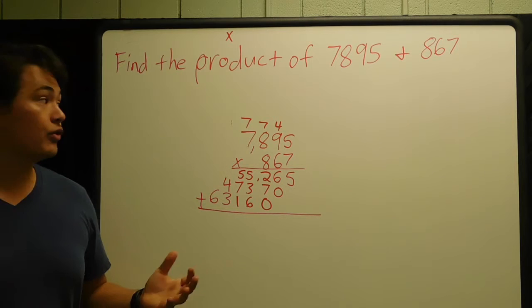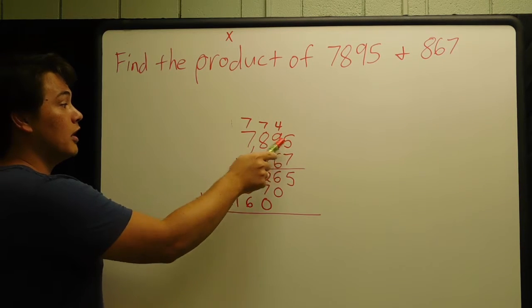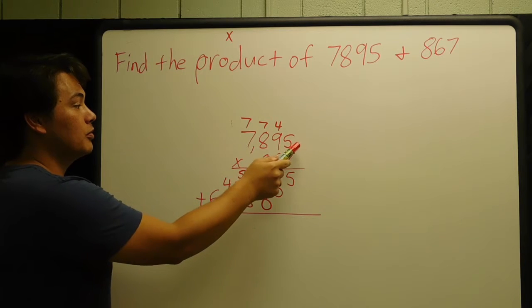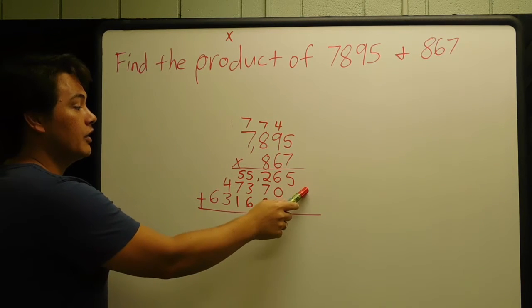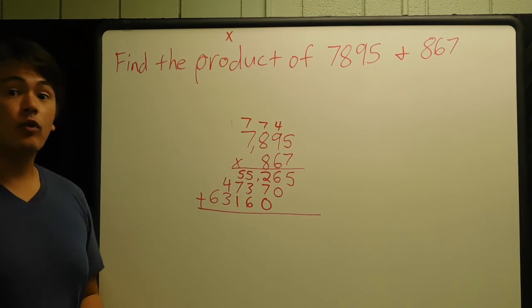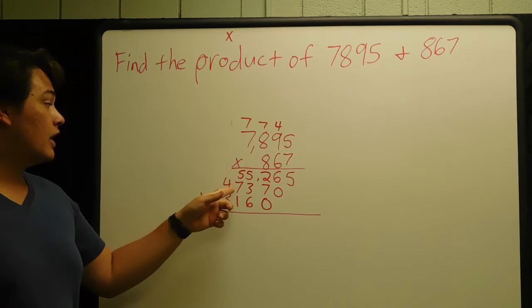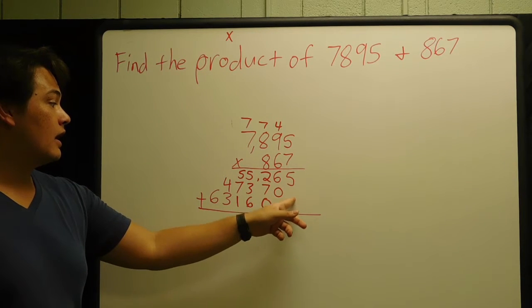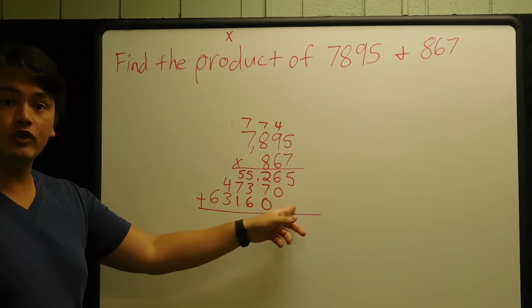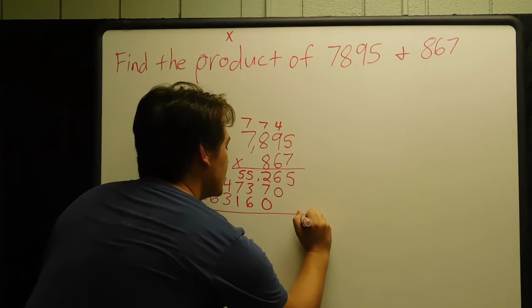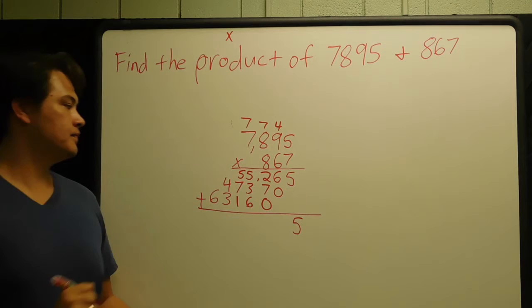So, now that we have all the results from 7 being multiplied by all these numbers, 6 being multiplied by all these numbers, and 8 being multiplied by all these numbers, giving us the result of this, this, and this, we're just going to add what we got for each one. So, since 5 has nothing below it, I'm just going to bring the 5 down because it's not being added to anything. This is going to be 5.